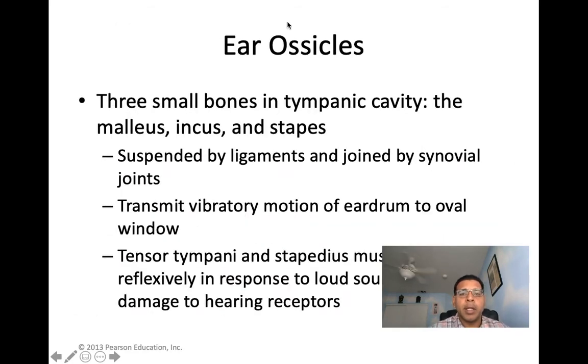Next, here we can see we've talked about the three ossicles, three small bones in the tympanic cavity. We mentioned those. They're suspended by ligaments and joined by synovial joints. And we said that they're going to transmit the vibratory motion of the eardrum to the oval window. And then we have the tensor tympani and the stapedius muscle, which are going to contract reflexively in response to loud sounds to prevent damage to hearing receptors.